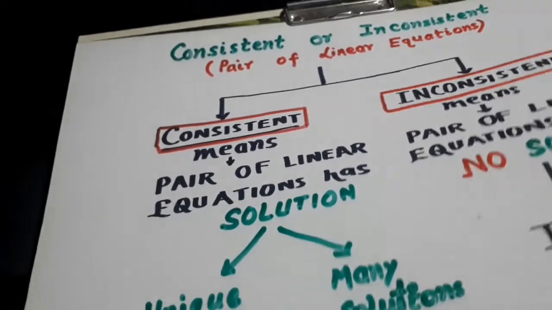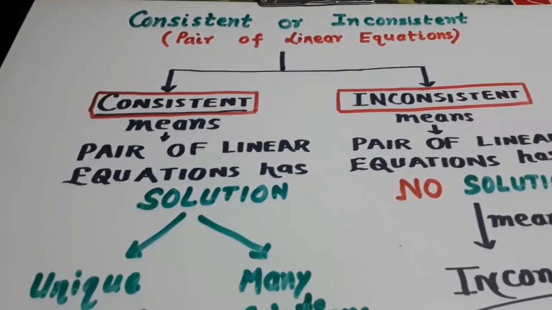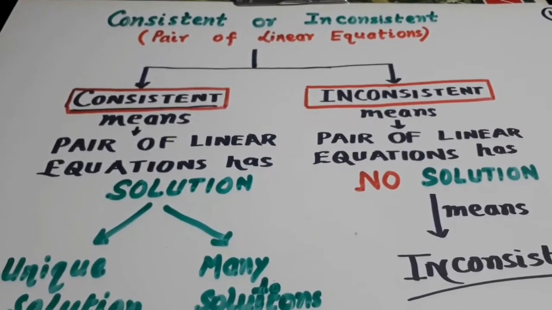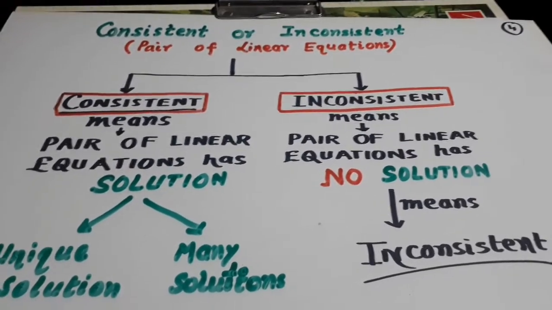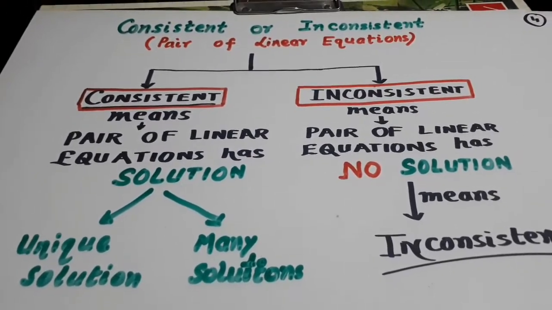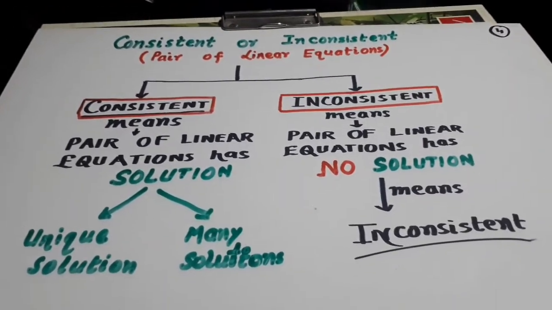So, with this, I am ending the lecture today. We will go ahead with the 4 methods which I have told you, and the mnemonic for that is GEMS. Graphical method, elimination method, cross multiplication method, and substitution method.